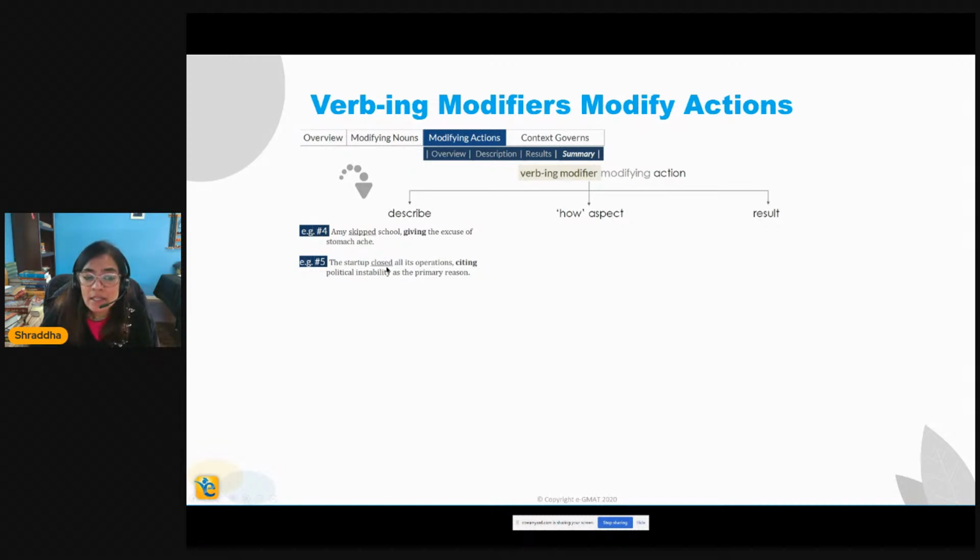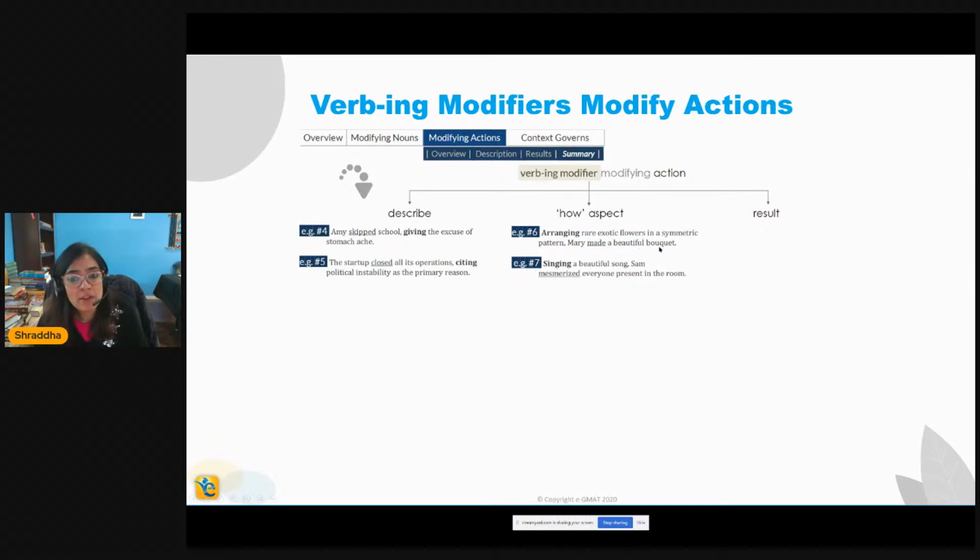So you see, there is a logical connection between the action that has been performed and the modifier that explains this action, that yes, the startup closed all its operation, and it also provided the reason for doing so. So there is that connection between the two actions, the modified action and the modifier action. Now, how to present the how aspect? Arranging rare exotic flowers in a symmetric pattern, Mary made a beautiful bouquet. So, how did Mary make a beautiful bouquet? She did so by arranging rare exotic flowers, right?